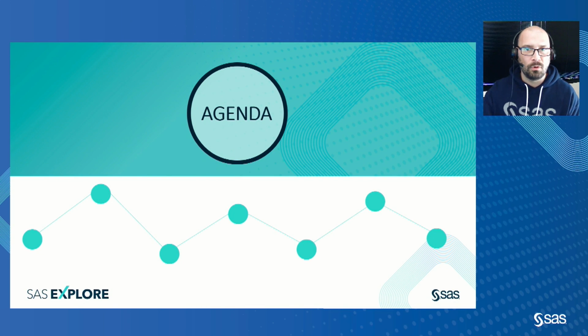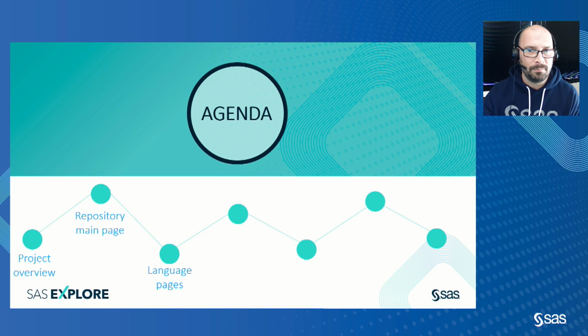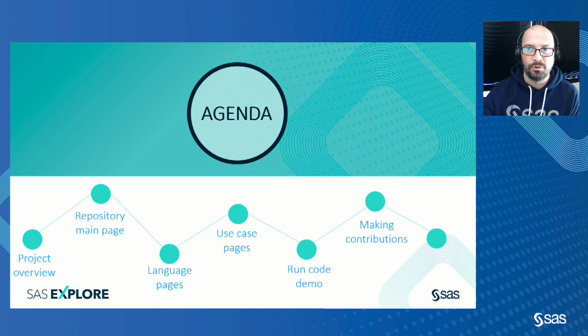So a brief agenda of what we're going to talk about today: first, I'm going to give you a little bit of background for the project and a little bit of overview. We're going to look at the pages in detail from the GitHub repository. We're going to look at the main page. We're going to look at the different language pages, and this will make more sense as we go through it. We're going to look at the use case pages themselves. We're going to look at a demo, and that should take up quite a bit of the time today. I think we can best see things through the demo.